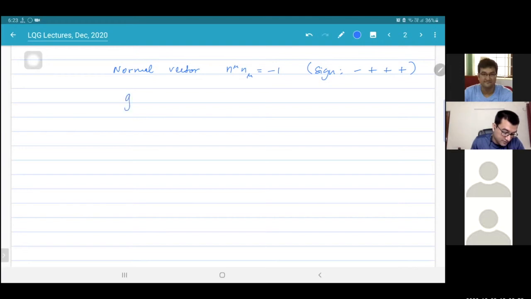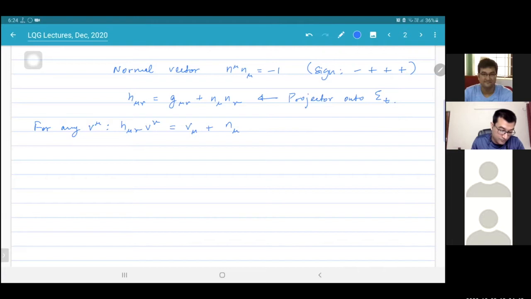But first, let me define something else, which is this quantity H mu nu. Okay. So this quantity is a projector onto the hypersurface. And the way this works is, you can check that if you take any vector field, and you contract it with this tensor H, what do you get? You get V mu plus N mu times N nu dot V nu, okay?